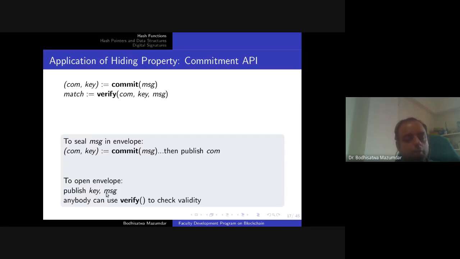You open that envelope, and anybody can use this verify to check the validity. What was inside? Anybody can verify at a later point of time.